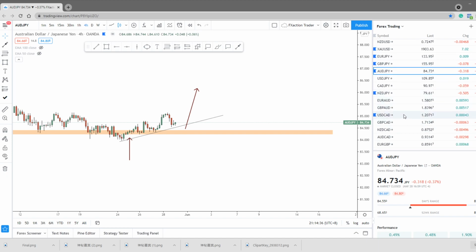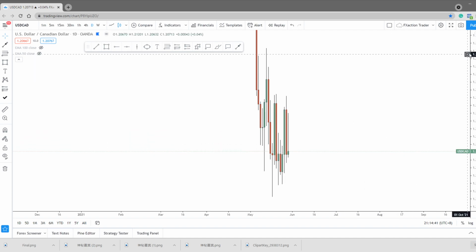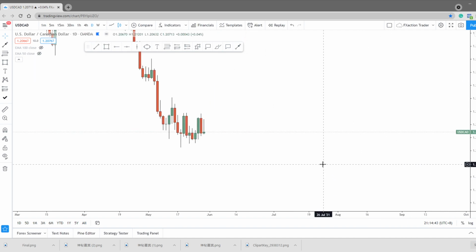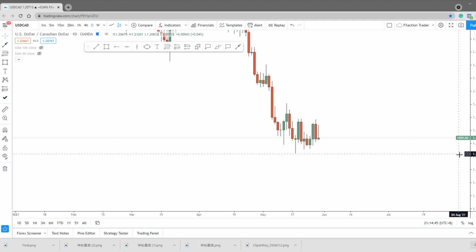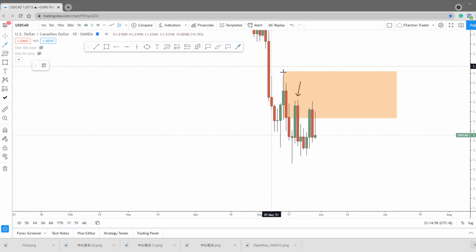So let us have a look at the Dollar Canadian pair, USDCAD. On the daily chart, we can see that the market has created a new low, and this previous lower high level was respected and was retested more than one time.